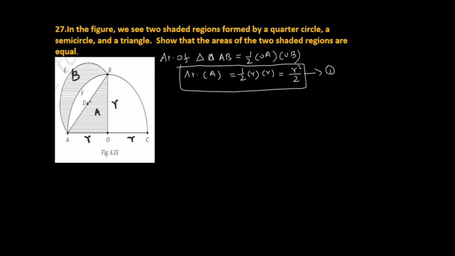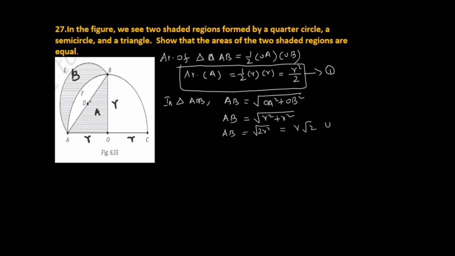Say this is 1. Now in right angle triangle AOB, to find the side length AB, AB is the hypotenuse. So that is equal to OA squared plus OB squared. Using Pythagoras, we can find the side length of AB. So OA is R squared, OB is also R squared. So AB is equal to the square root of 2R squared, which is R root 2 units. That is the length of AB.